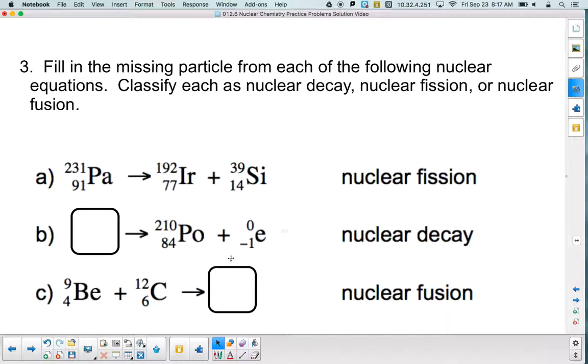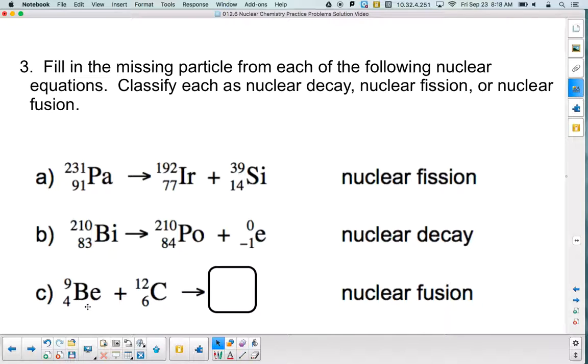We can do the same process in reverse if we need to know what particle we started with. Here we have something that has come apart to become polonium-210 and a beta particle. To figure out where I started, I'm just going to use my rules of nuclear equations. 0 plus 210 is 210, and negative 1 plus 84 is 83, and element 83 is bismuth.